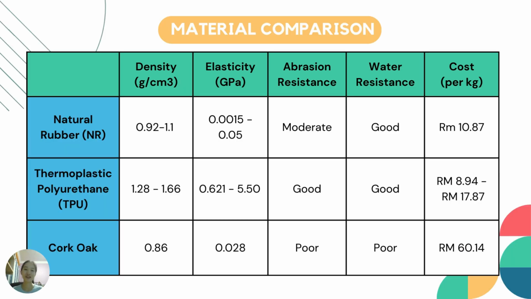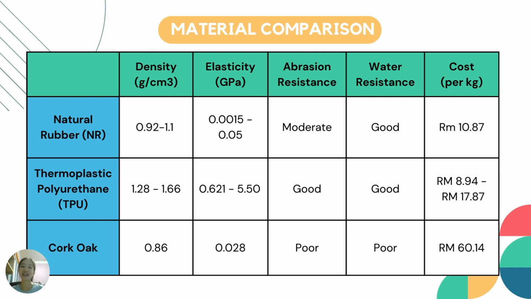Let's now compare the three materials side by side based on the key properties we discussed earlier. This comparison will help us determine which material is best suited for our table tennis racket. Starting with density. Natural rubber has a density between 0.92 to 1.1 grams per cubic centimeter, which means it offers moderate ball deflection. TPU has a higher density, ranging from 1.28 to 1.66 grams per cubic centimeter, which may provide better ball deflection. Cork oak has the lowest density at 0.86 grams per cubic centimeter, which could result in poor energy transfer.